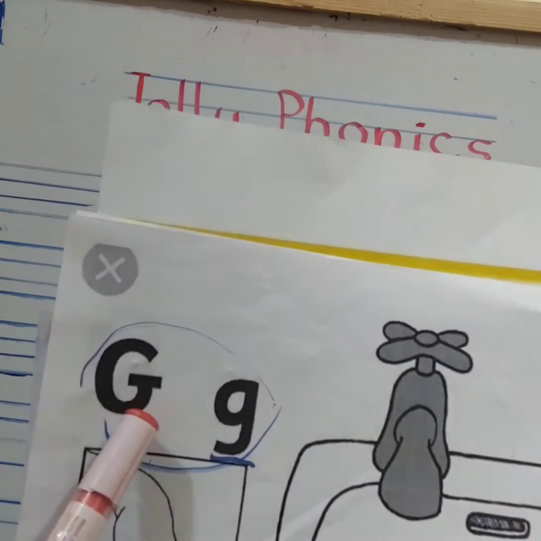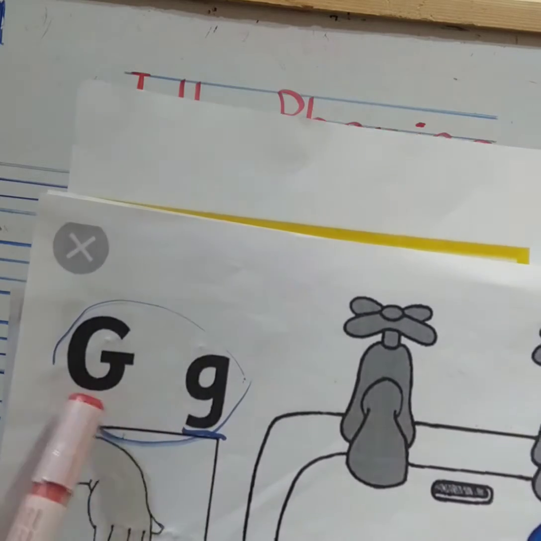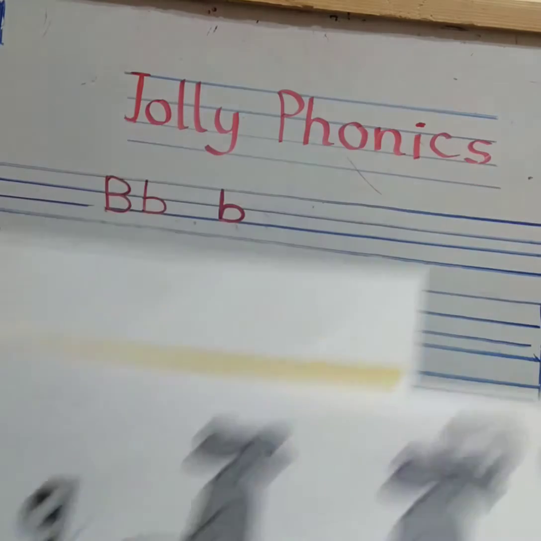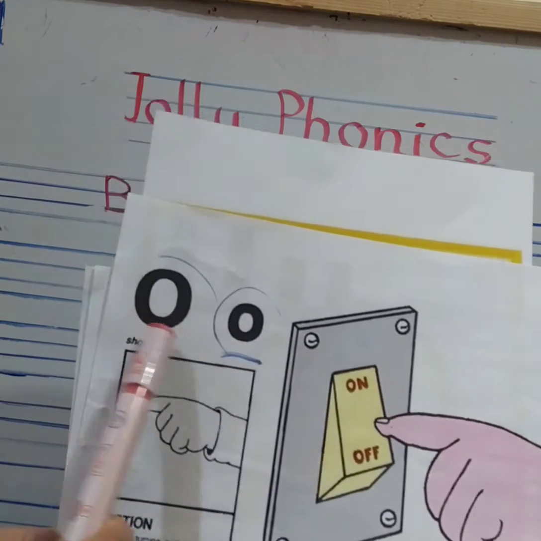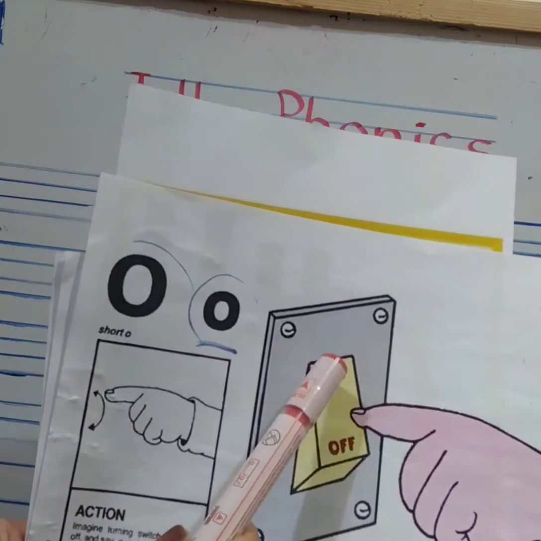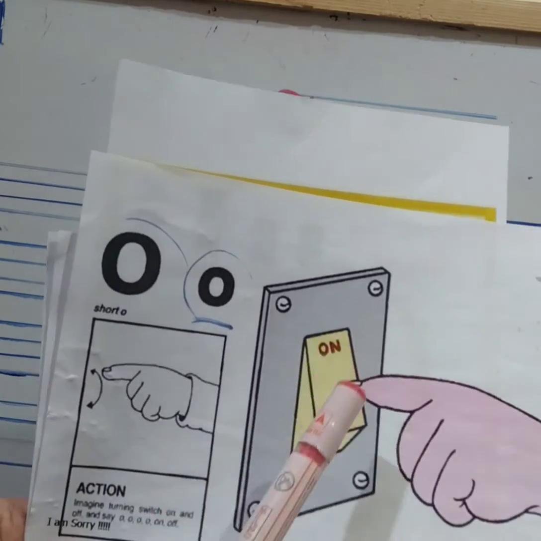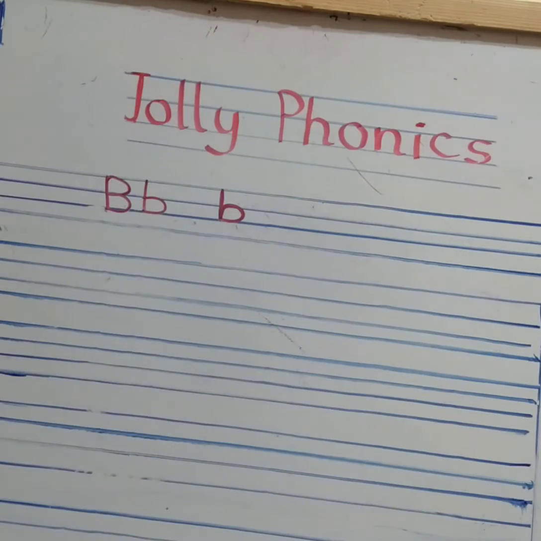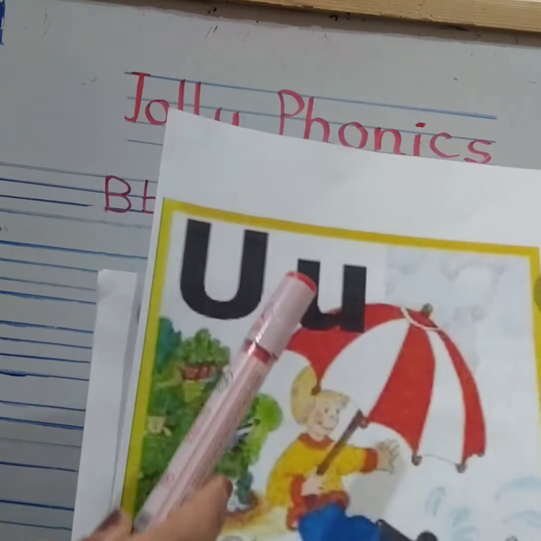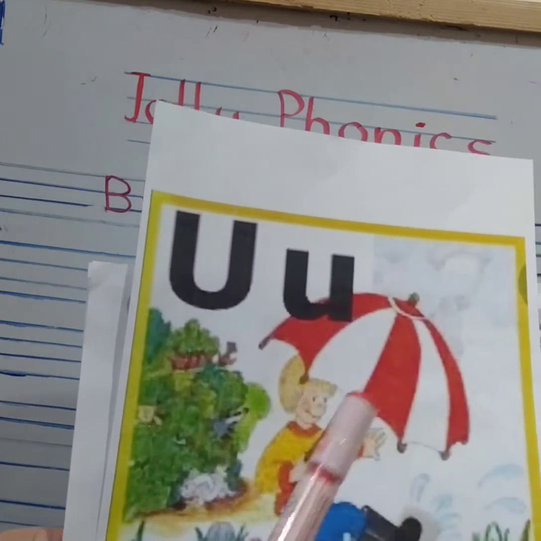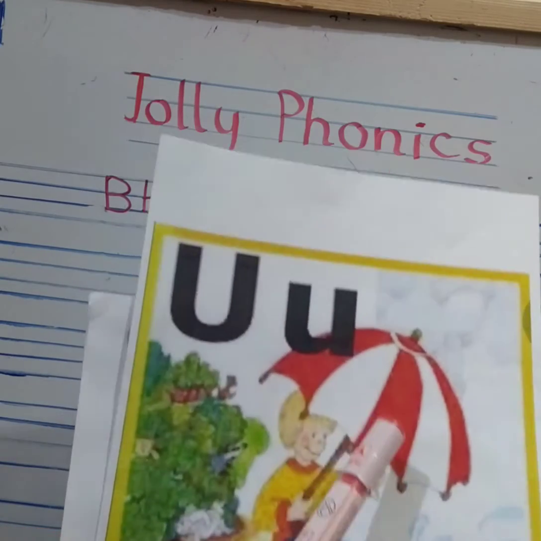What's this sound? The sound G. G. Okay. The second sound is O. On, off. Okay. Another sound is A. Umbrella.